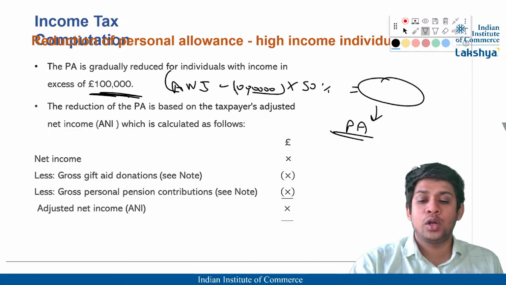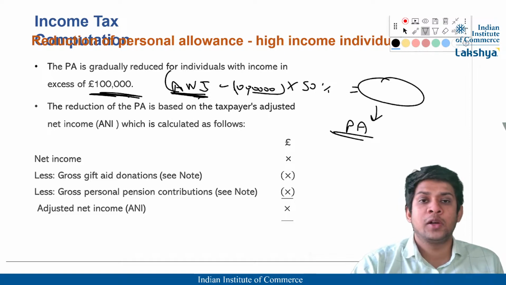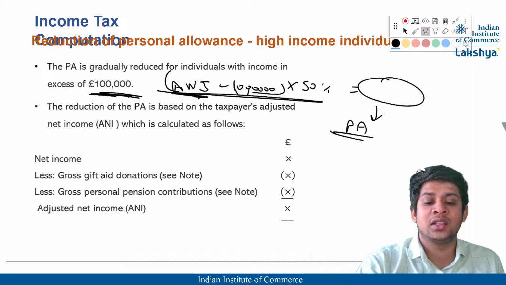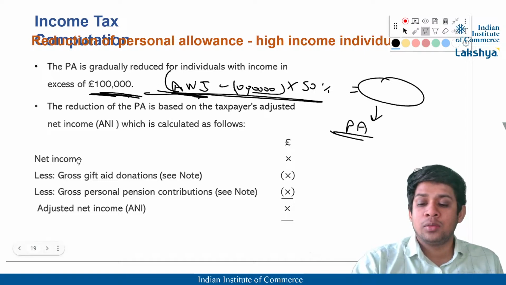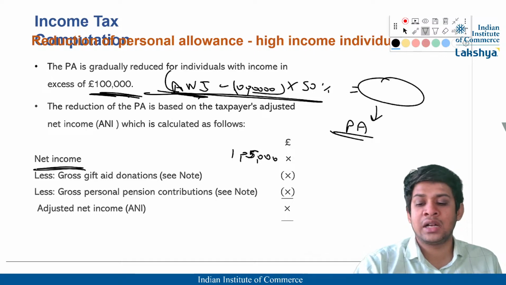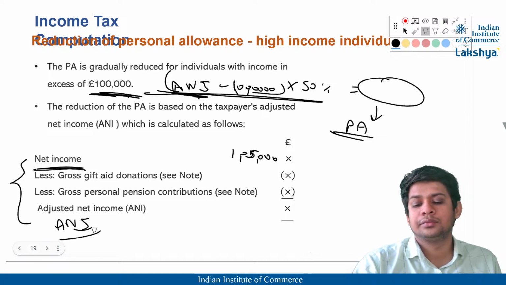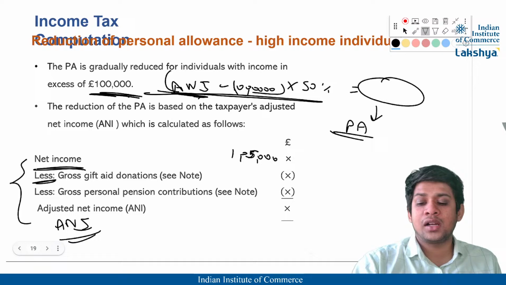So how do you calculate this adjusted net income? Wherever your adjusted net income is greater than 1 lakh pounds, your personal allowance will be reduced by applying this formula. So maybe say my net income is 1,05,000 pounds. That means it is higher than 1 lakh, correct? For calculating the adjusted net income, ANI, I will subtract gross gift aid donations from it.